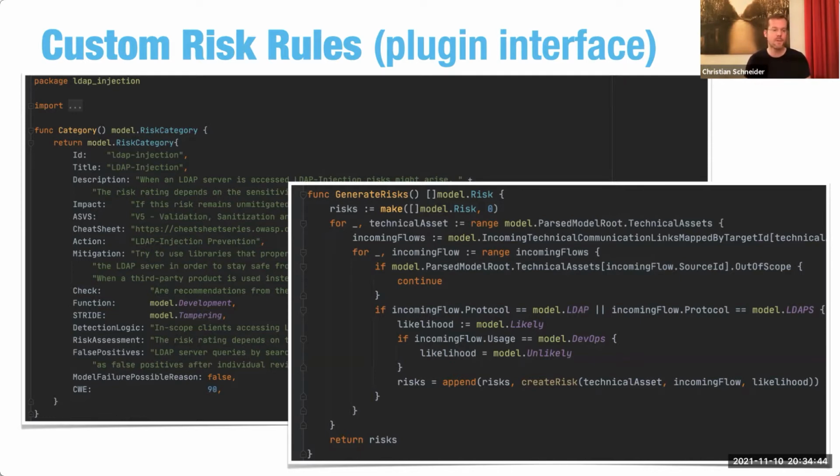And on the left side, you see those text snippets and the categorization stuff to work and emit that in the report. And on the right side, you see the detection logic here for this built-in risk rule. So it's a little bit of model checking and looping and analyzing incoming data flows by protocol. And if a certain condition meets, then it's appending a new risk into that report.